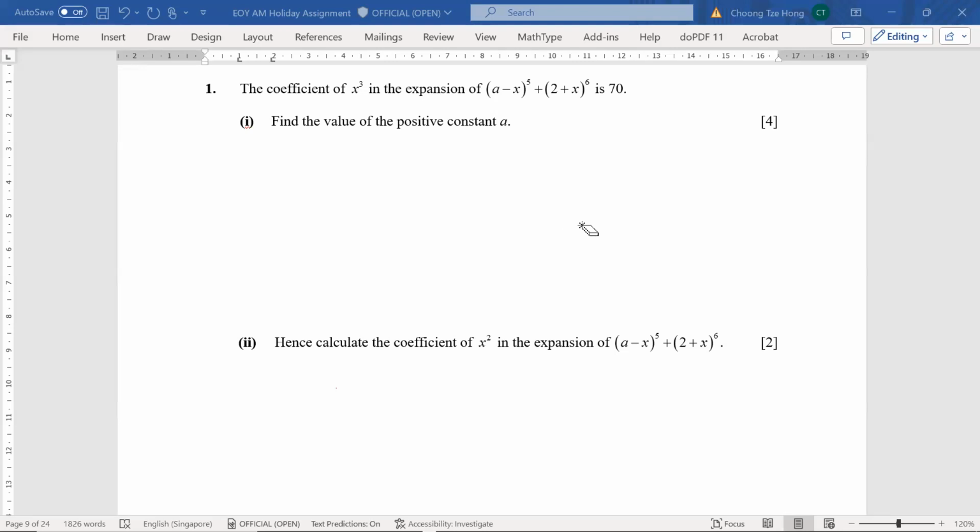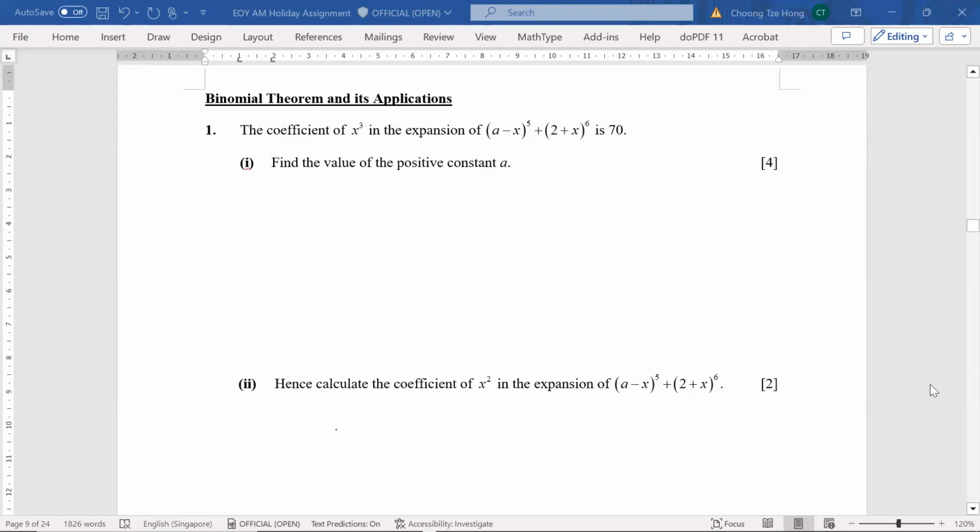Usually for this kind of question, one of the things that we always ask ourselves is, do we need to use the formula for the general term? If you recall, for a general expansion like (a + b)^n, the (r + 1)th term will be n choose r, a to the power of n minus r, and b to the power of r.